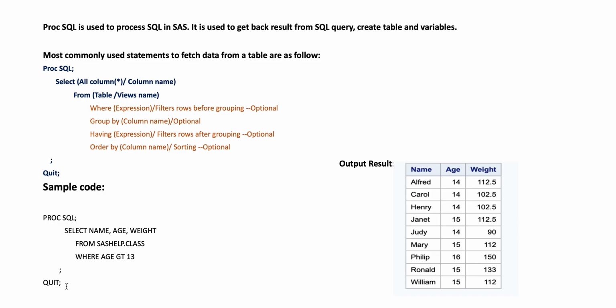When we run this set of code, we will obtain the result exactly as shown on the right side. This is the output result. It has three variables, name, age and weight, where age is greater than 13.